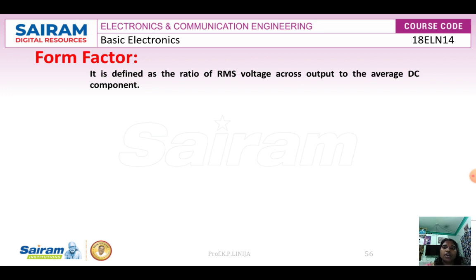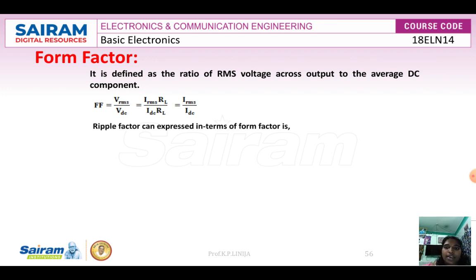Then the form factor. The form factor is defined as the ratio of the RMS voltage across the output to the average DC component. It can be written as Vrms divided by Vdc. Since V is equal to IR, Vrms is equal to IRMS into RL, and Vdc is equal to IDC into RL. Now in both numerator and denominator the load resistor gets cancelled. Therefore the form factor is equal to IRMS divided by IDC.